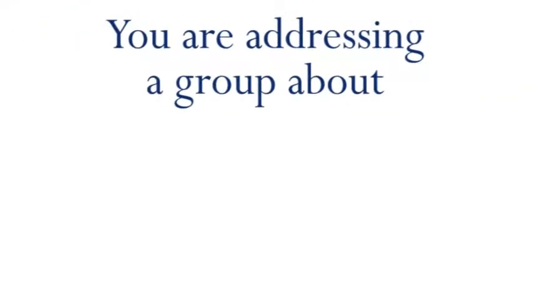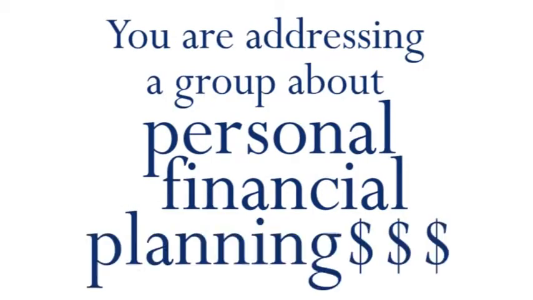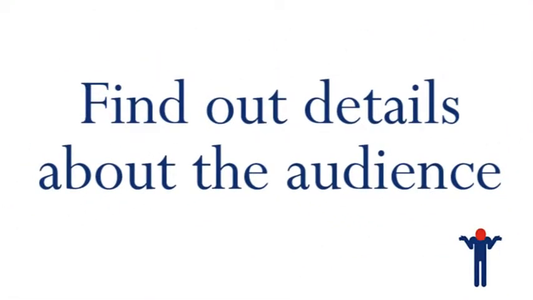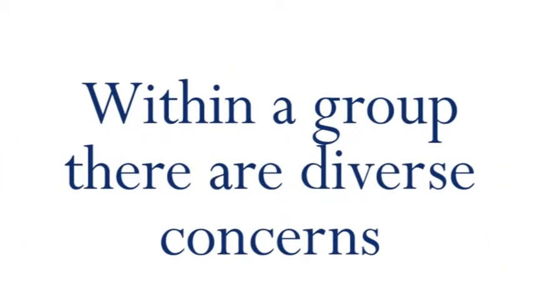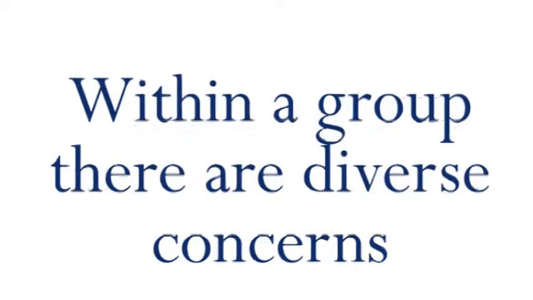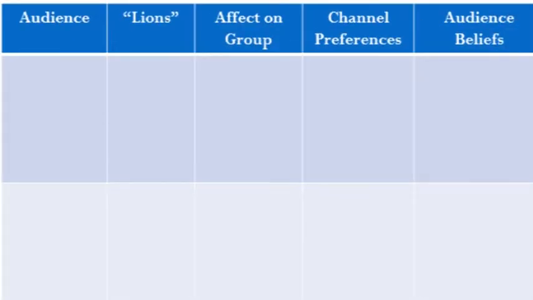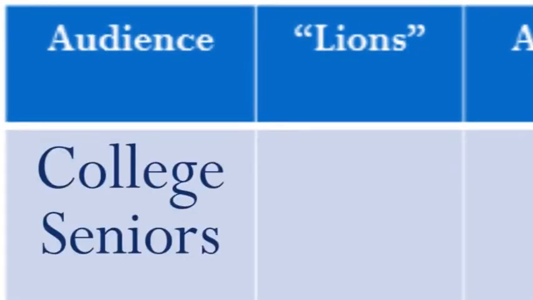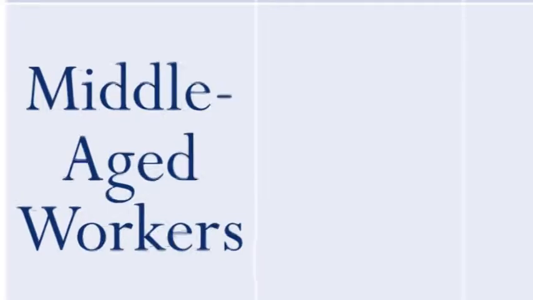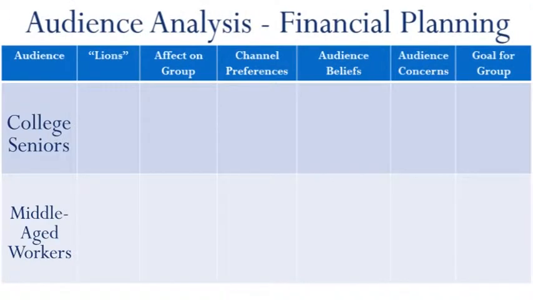Let's assume that you're addressing a group about personal financial planning. What's helpful is to ask the organizer of the presentation for details about the group to whom you'll be speaking, because clearly within a group there are diverse concerns. So let's say the organizer provides you with information that part of the audience are college students, let's say college seniors, and there are also some middle-aged workers. So we've identified those particular audiences.